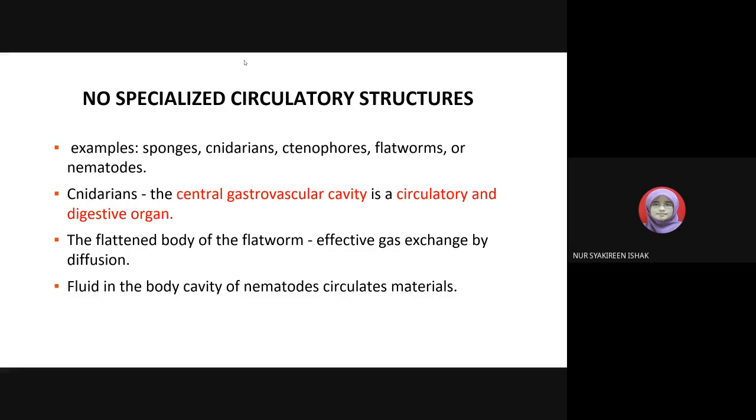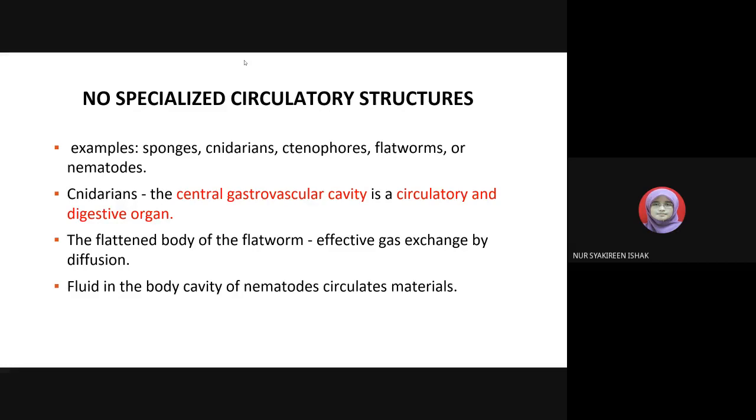Nematodes, examples are worms, but there are also worms that have closed circulatory system, so it depends on the type of organism. And then ctenophores, like jellyfish, but for this organism the movement depends on the movement of cilia. As for cnidarians, examples are jellyfish, corals, hydra.